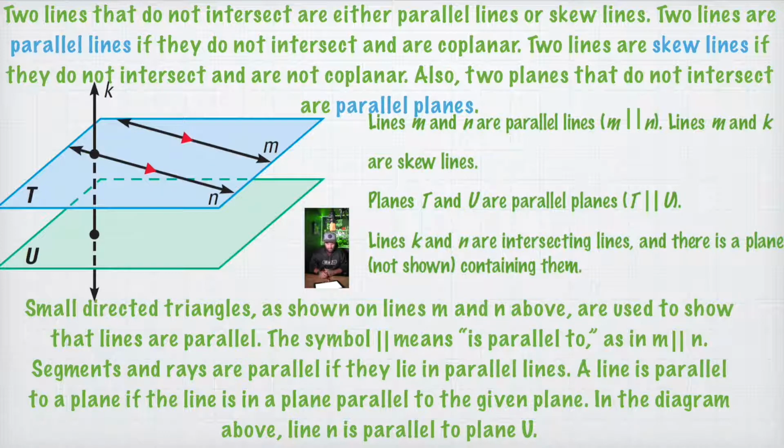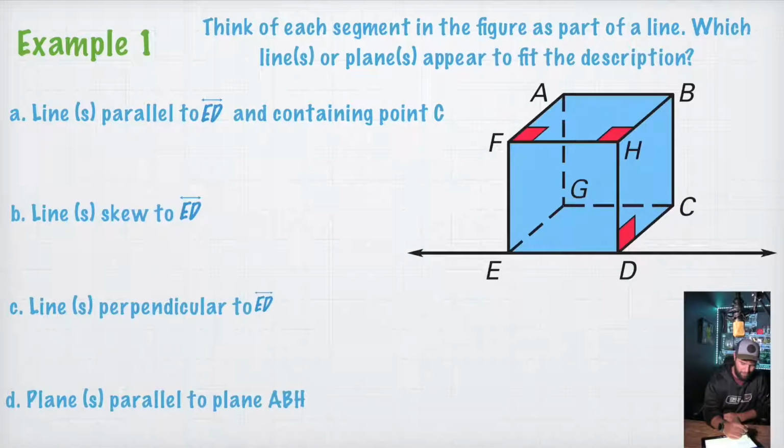In the diagram above, line N is parallel to plane U. Sorry, I did the exact opposite of what it said, but same thing. M and N are parallel, so they're both parallel to U.